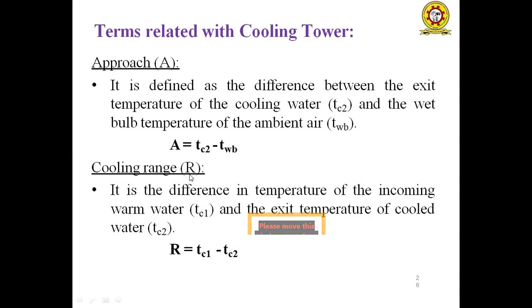Next, cooling range. How much cooling is achieved can be calculated in terms of the cooling range R. It is the difference between the temperature of the incoming warm water and the exit temperature of the water. This difference is represented by the letter R. The incoming warm water temperature is represented by Tc1 and the exit temperature of the cooling water is represented by Tc2. So the warm water inlet temperature is more when compared to the exit temperature of the cool water.